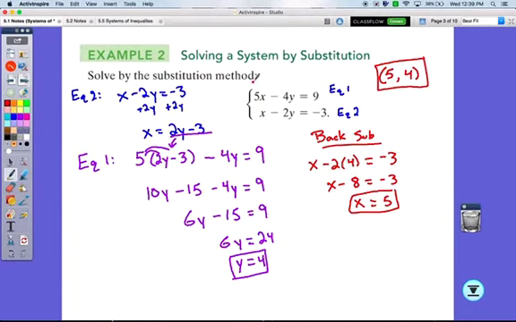5 times 5 is 25 in equation 1. Minus 4 times 4 is 16. 25 minus 16 is, in fact, equal to 9. Let me plug it in the last one. Equation 2, 5 minus 2 times 4 is 8. 5 minus 8 is negative 3. So check, check, it works on both.